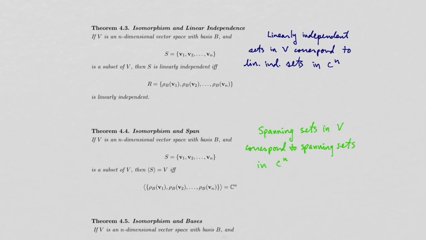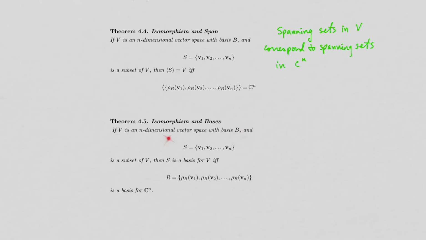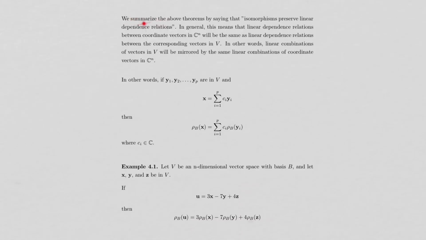Well, a basis is a linearly independent spanning set. So not surprisingly, we have the next theorem then that says if V is an n-dimensional vector space with basis B, and again, if S is a subset of V, then S is a basis for V if and only if the set R of the corresponding coordinate vectors is a basis for Cn. We sometimes summarize the previous three theorems by saying isomorphisms preserve linear dependence relations.